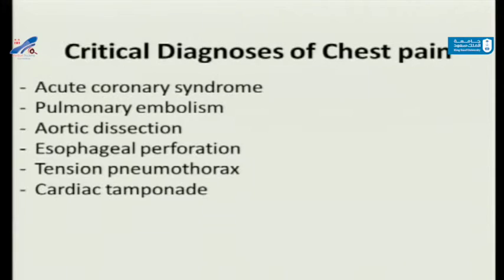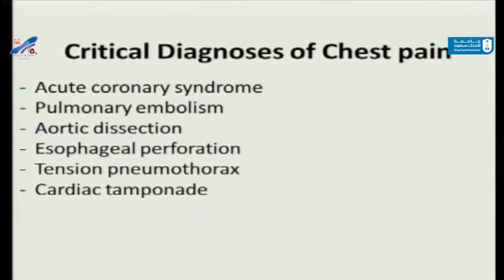Okay? So this is the most important slide of the talk. Pay attention. This is the critical diagnoses of chest pain. 6 things. Whenever you have chest pain, you need to think about these. Acute coronary syndrome, the whole spectrum. We're talking about unstable angina, non-STEMI, STEMI, so the whole spectrum. Second is pulmonary embolism, then aortic dissection, then cardiac tamponade, then tension pneumothorax, and lastly is the cardiac tamponade. So, critical diagnoses of chest pain. 6 things you need to remember.